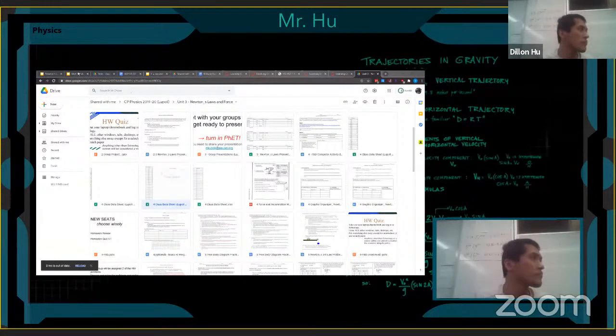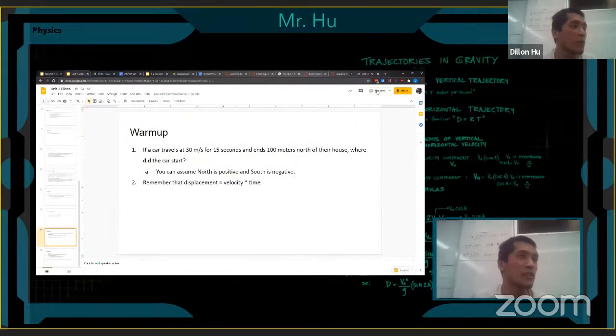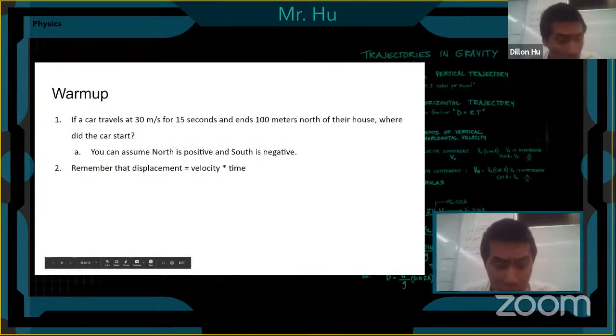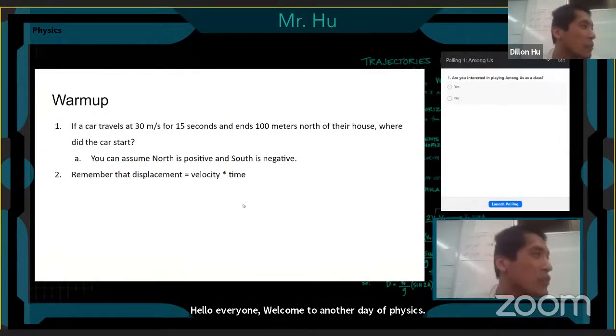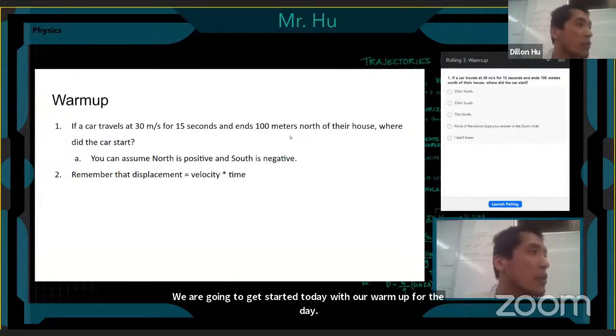We are going to get started today with our warm up for the day. In this particular problem, we have a car traveling at 30 meters per second for 15 seconds, and it ends up being 100 meters north of their house. Where did the car start?